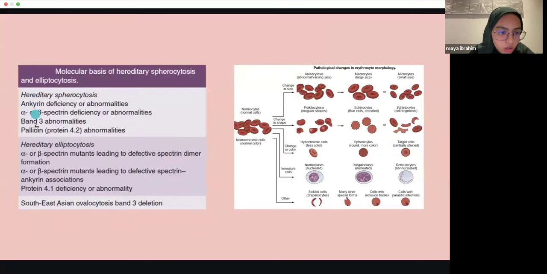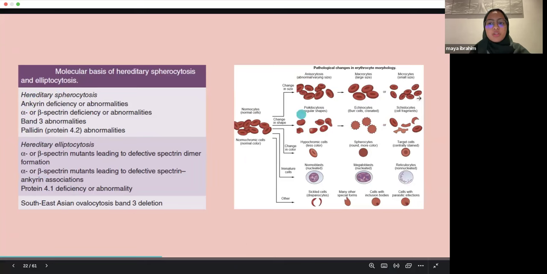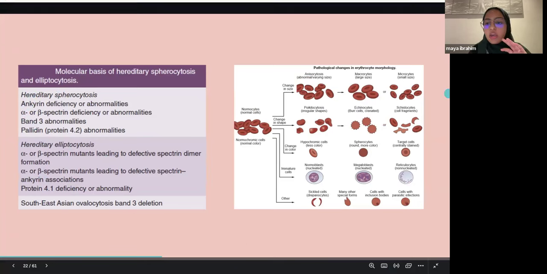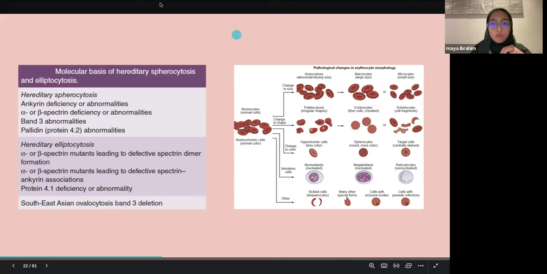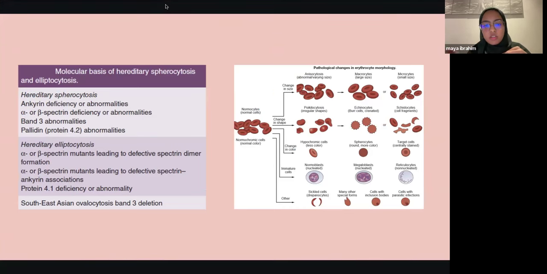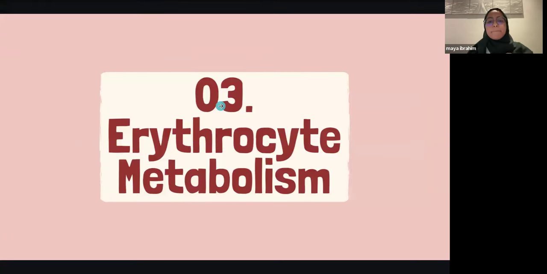She said you don't need to know the others. She mentioned a lot of abnormalities and pathological changes seen in the erythrocyte morphology. You don't need to know this. She just put it there as an example for you guys to understand that if you change this, this will change. No problem. Okay, moving on to erythrocyte metabolism, which is my favorite.